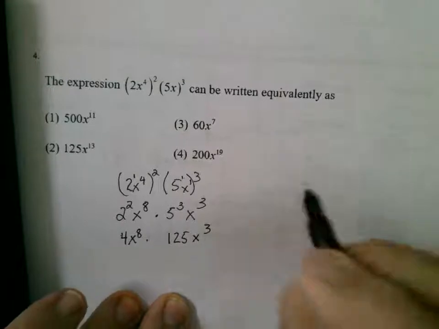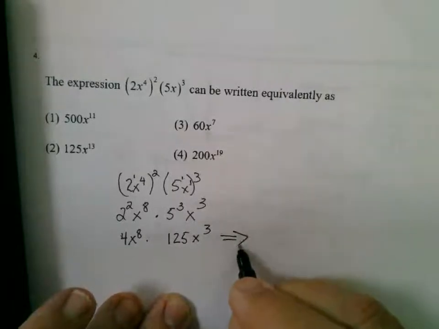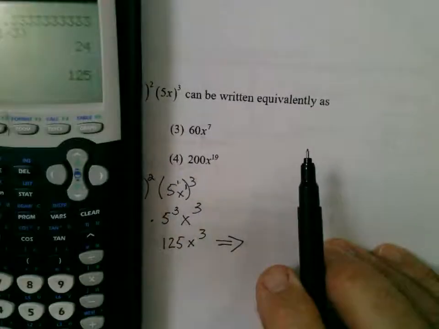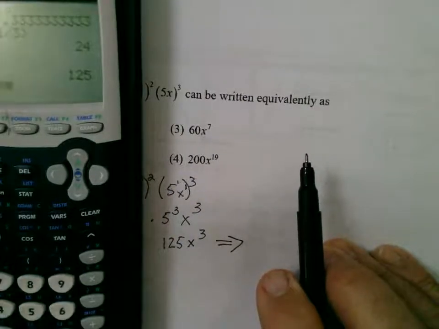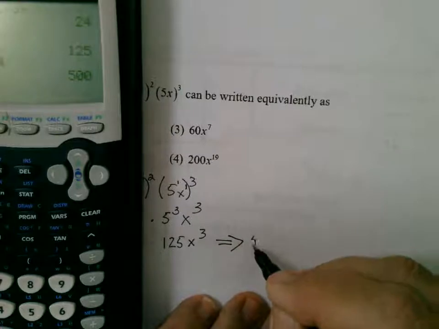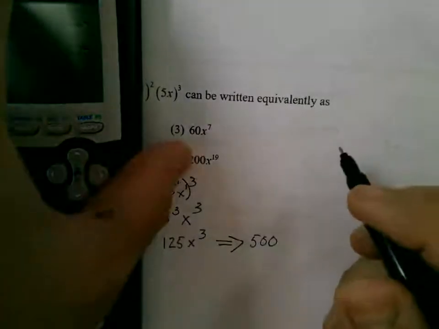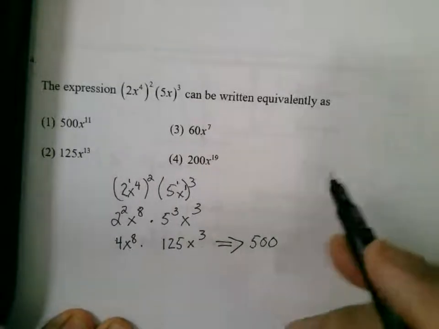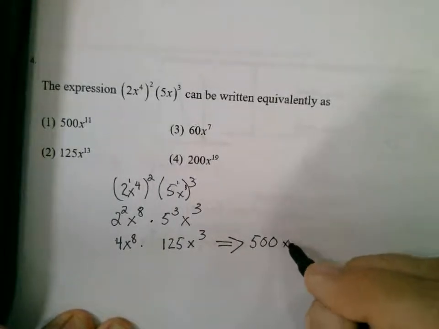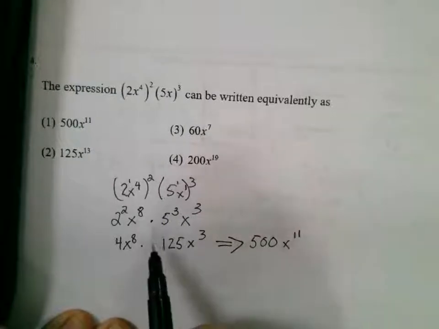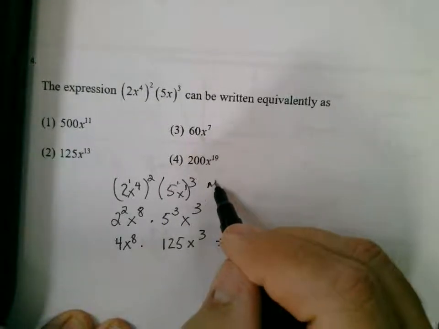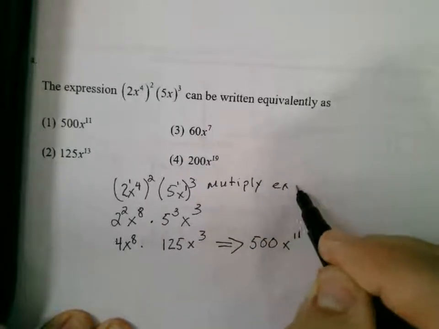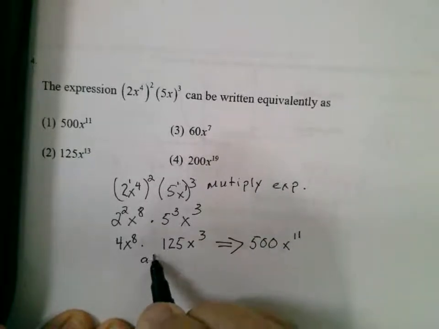x to the third. So now the rules change. Now we're multiplying. So we're going to do 4 times 125. We're going to multiply this answer times 4, and we get 500. And then x to the 8 times x to the third is 8, 9, 10, 11. So now we add the exponents. So here we multiplied exponents, and here we add exponents.